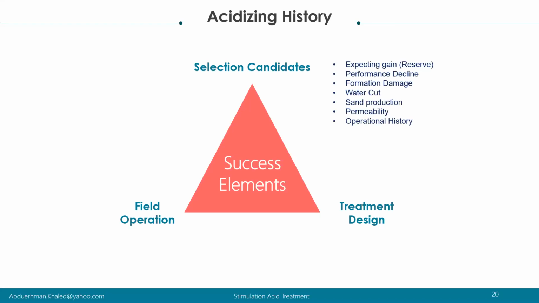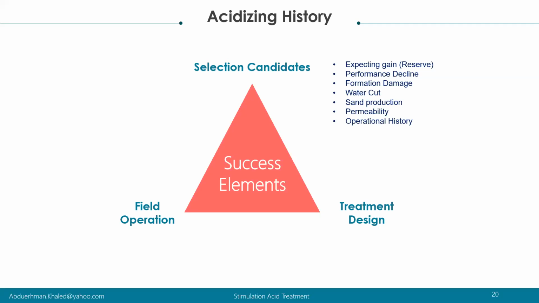Of course, if we have a successful candidate selection and a very good or optimal design, we are in good shape. So now let's see what are the criteria that we usually take to select the best wells to be stimulated by acid stimulation. The first thing is the expected gain. What really matters at the end of the day is how much hydrocarbon we will be producing after the treatment. So, is it really promising to invest our money to do this or not?